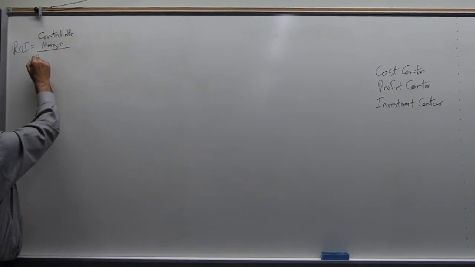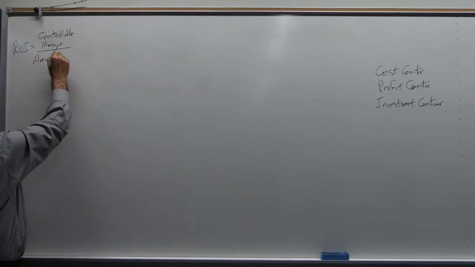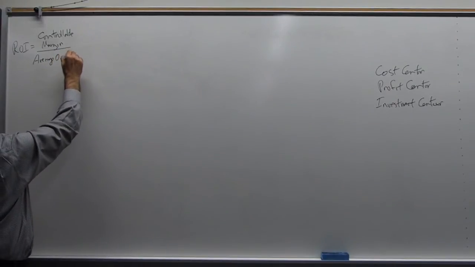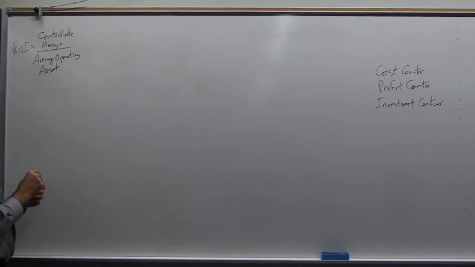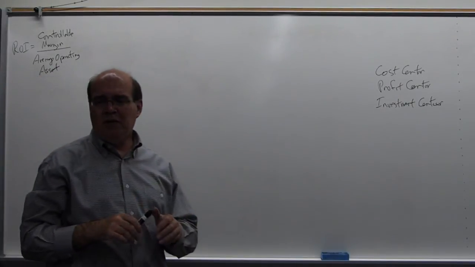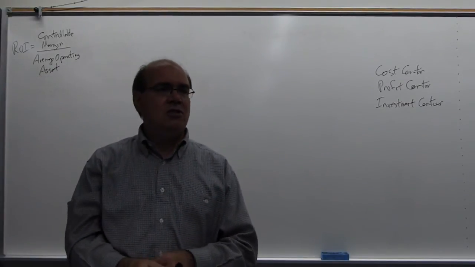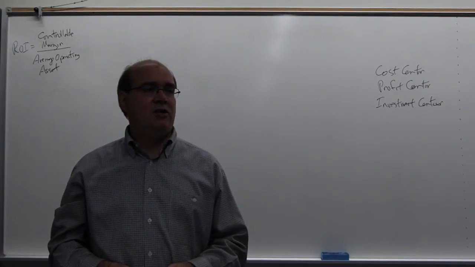Now that gets to be kind of interesting as well because how do you calculate your average operating assets? Do you use the book assets, the book value? Do you use the fair market value? So the book talks a little bit about that. Most companies just use the book value off the balance sheet.